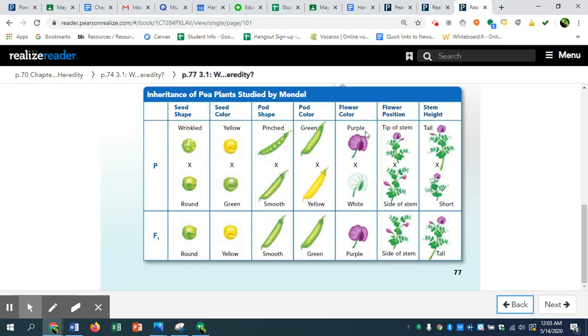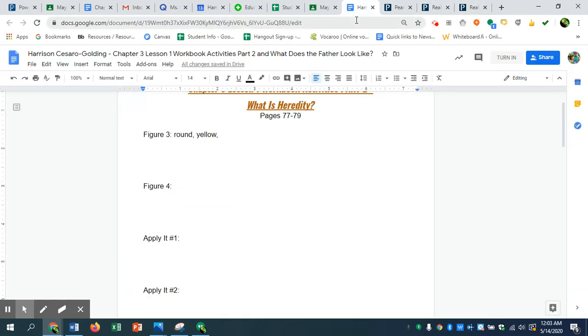Next one, we have a pinched pod shape and a smooth pod shape. All the offspring in the F1 generation are smooth. So which one is dominant? We're going to circle, if we had our books, the smooth one. So go to your sheet and write it.